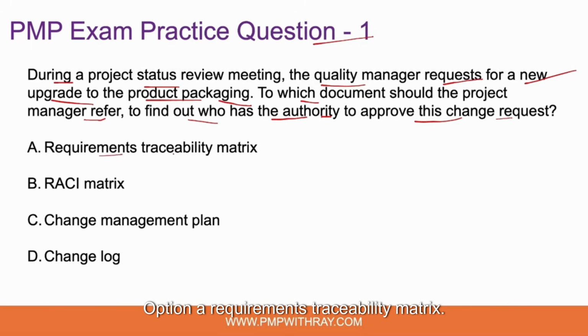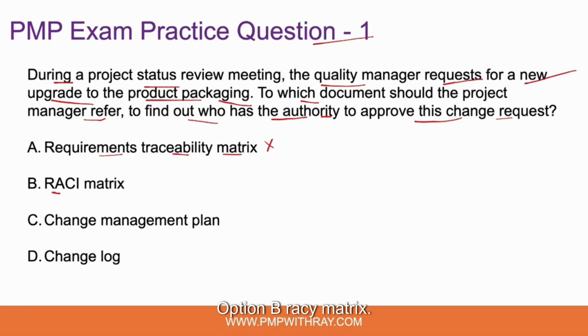Option A, requirements traceability matrix. Now this is incorrect, guys, because the requirements traceability matrix is generally used in the scope definition process. So when you are defining the scope of a project, you collect the requirements from various sources, and that matrix gives you the relationship between a scope item and the source from where it has been requested. So in that sense, this has nothing to do with providing any authority for change request approvals. So option A is incorrect.